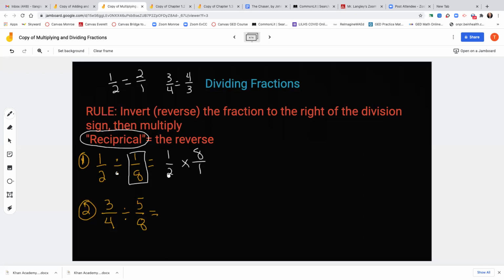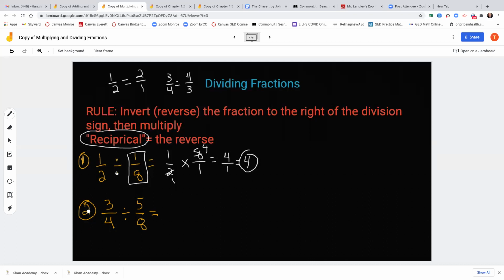In this case, I can cross cancel. 2 goes into itself once and into this 4 times. And I'm going to get as a final answer 4 over 1, which equals just 4, because 1 goes into 4 4 times. That's my final answer there.